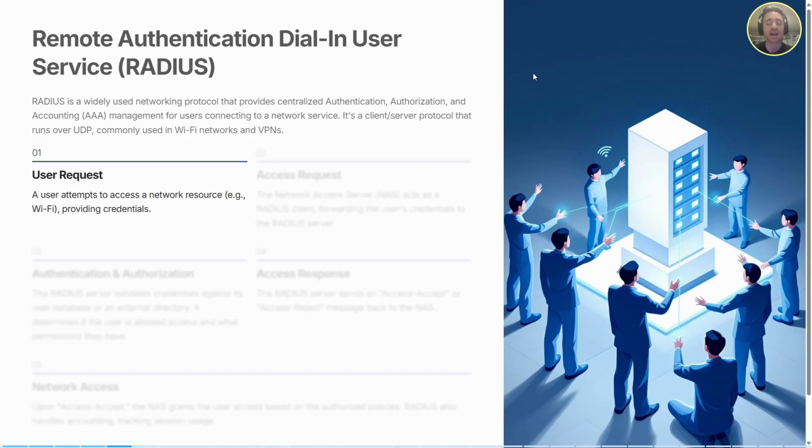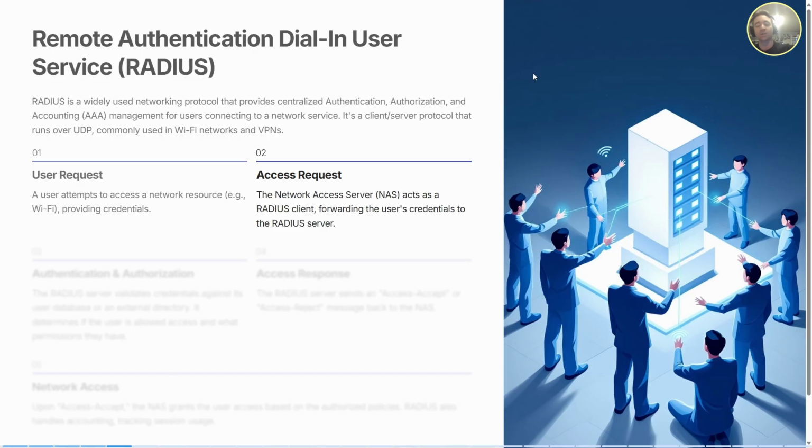A user attempts to access the network. They'll then have to provide credentials. There's an access request. So the network access server, or the NAS, you don't need to know about those letters, just the network access server acts as a Radius client, forwarding the user's credentials to the Radius server. So those credentials are forwarded to the server.